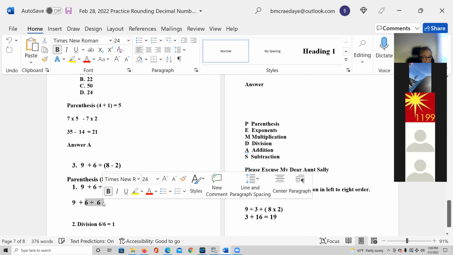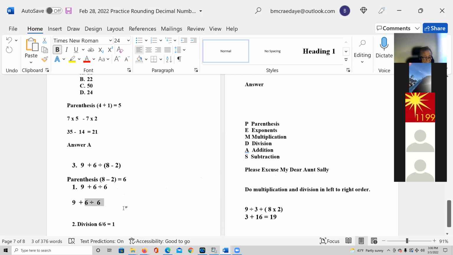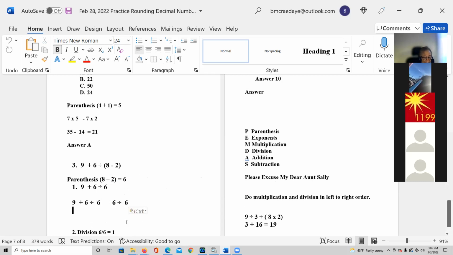So you're going to do this first, right? Yes. So let me just put that over here. 6 divided by 6 is equal to 1. You do this first because that's what the order of operations says. Now you'll have 9 plus what? Plus 1 from your division, and that's equal to 10. Got it? Yeah, I understand it fully now.